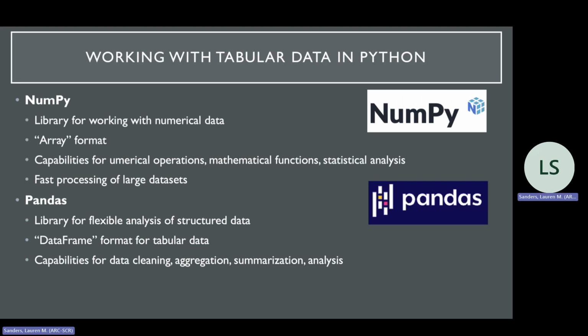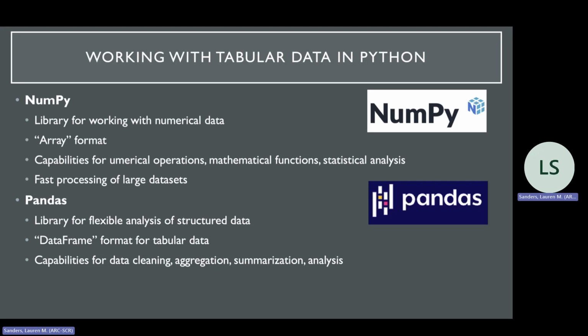So in order to work with this type of data in Python, there are two very commonly used, very powerful libraries that have different capabilities but work really well together. The first library is NumPy. This is a common library for working with numerical data. NumPy is built around an array format or matrix format and provides many capabilities for numerical operations, mathematical functions, and is particularly powerful for statistical analysis of large numerical data sets. NumPy is known for its fast processing of large numerical data sets.